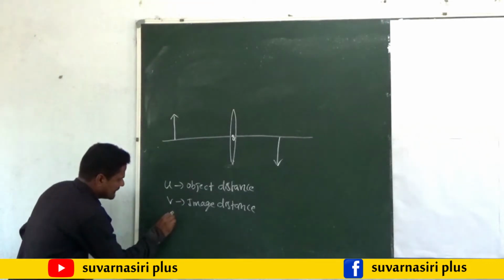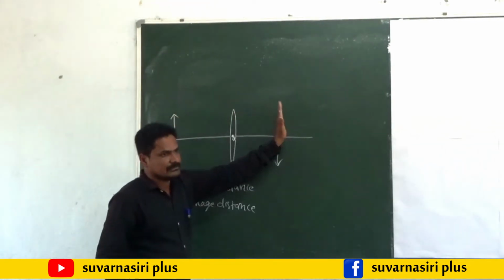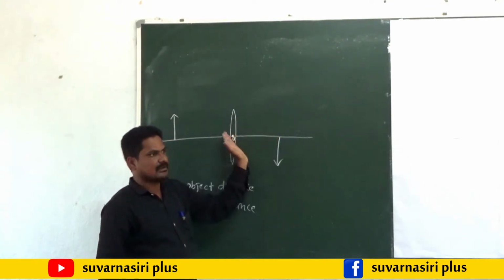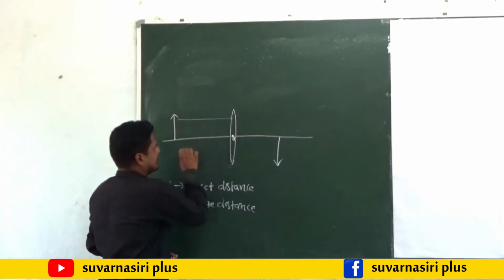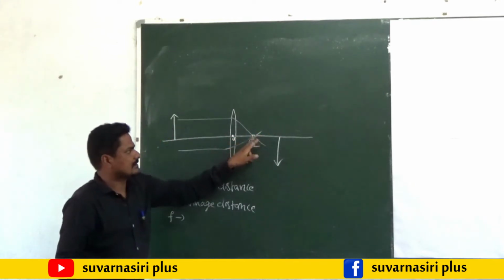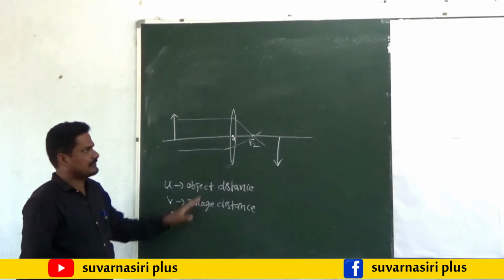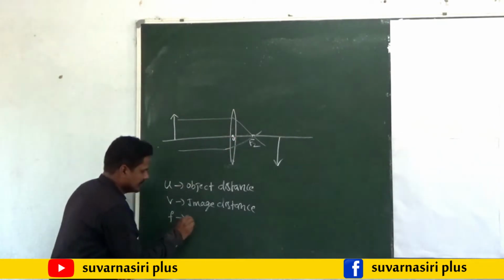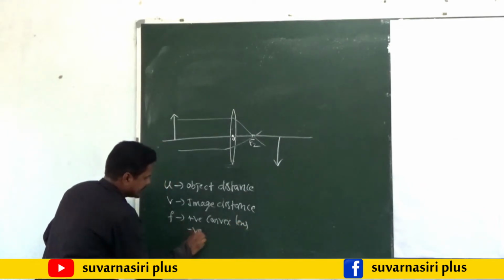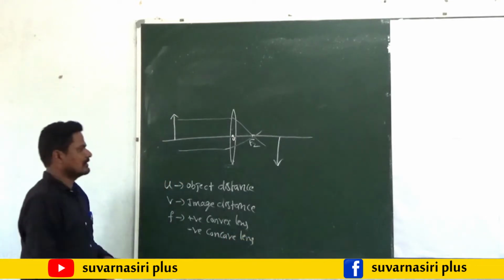And next f is nothing but focal length. In the case of convex lens, focal length is positive because if we draw the parallel rays, they all meet at f1 f2 only. So the distance between f2 and the optic center is the focal length. Focal length is positive for convex lens and negative for concave lens. So this we have to keep in mind.